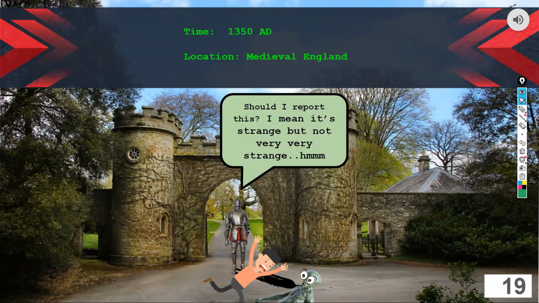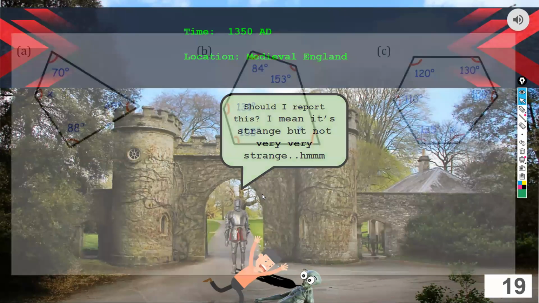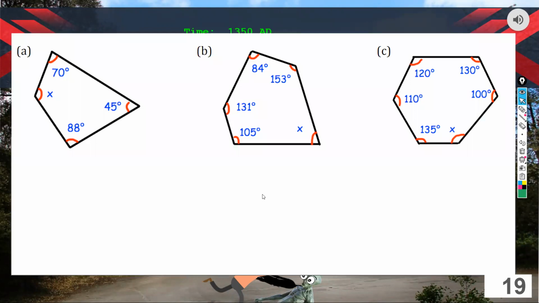Flip back in your notes and see if you can find the formula to calculate the interior angles in a polygon. It should look something like this. This is the formula you're looking for. Let me write it a little bit bigger. To calculate the interior angles in a polygon, we use n minus 2, in brackets. After you work out the brackets, you multiply by 180 degrees. Make sure that's the formula we're going to be using today.